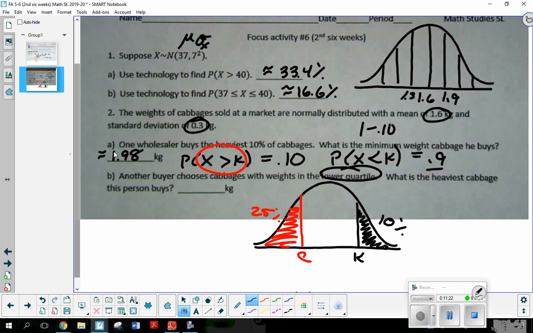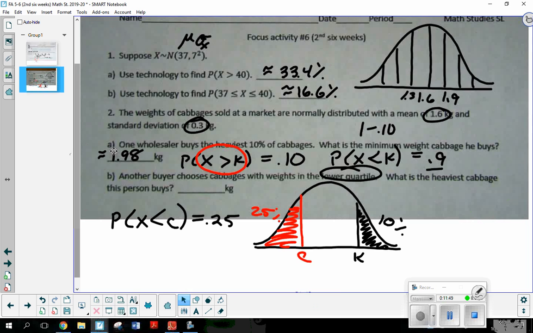So if I were to write this out, I'd say P of X. Now, would this be less than or greater than? Less than. Okay, whatever the value C I'm looking for is equal to 0.25. Okay, so do I have to subtract on this one? No, you only have to subtract the percentage from 1 if X is greater than the value you're looking for. If it's less than, you take it exactly as is.